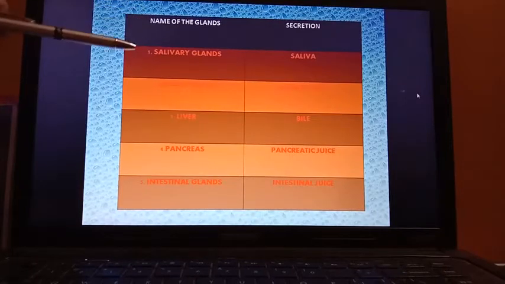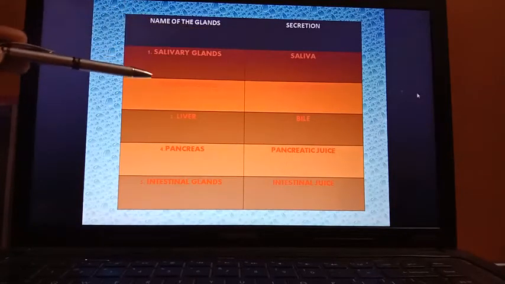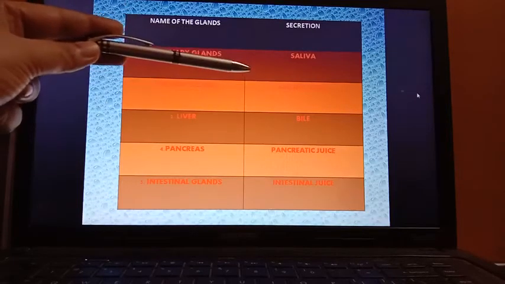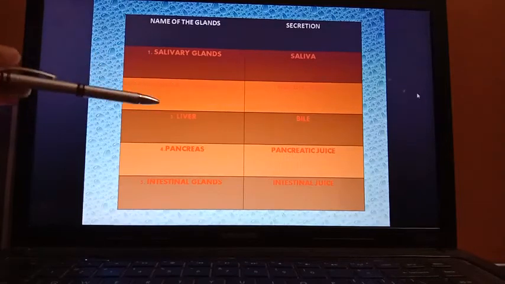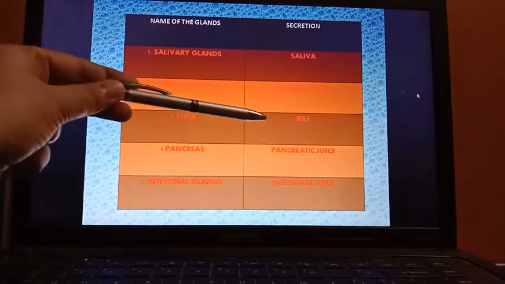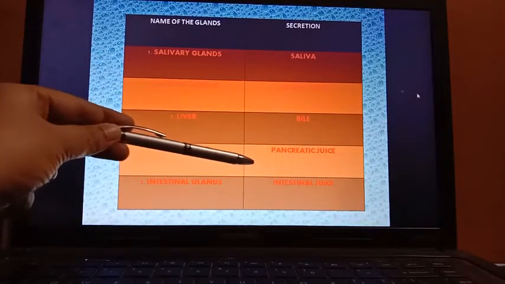Now, names of the glands. First is salivary gland, secretion saliva. Then gastric glands, secretion gastric juice. Then liver, secretion bile. Then pancreas, secretion is pancreatic juice. And lastly, intestinal glands, secretion is intestinal juice.